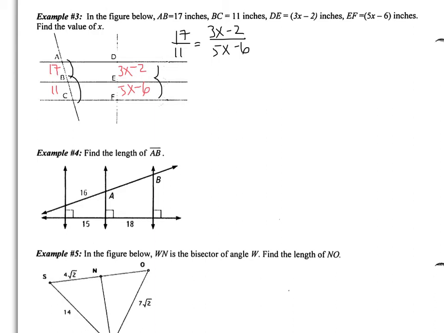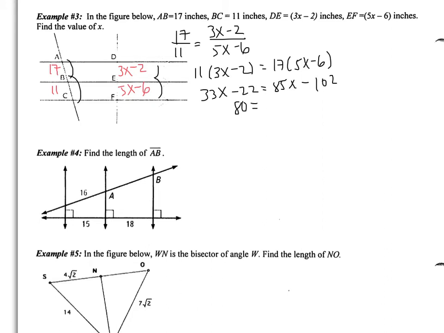And then I'm going to do cross products. I have 11 multiplied by 3x minus 2 is equal to 17 multiplied by 5x minus 6. This becomes 33x subtract 22 equals 85x subtract 102. If I add 102, I get 80 equals, and then I subtract 33.